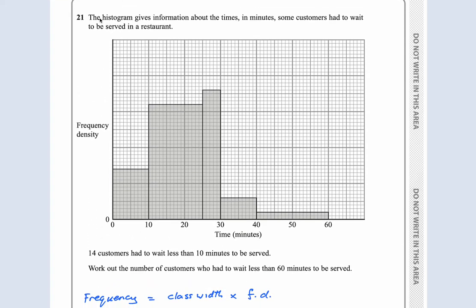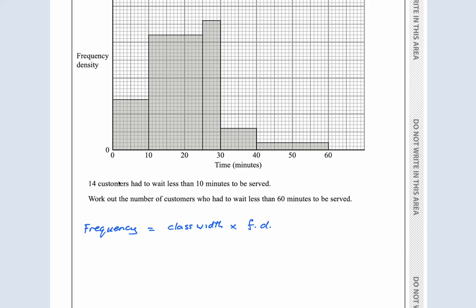Then it says the histogram gives information about the times in minutes some customers had to wait. 14 customers had to wait less than 10 minutes to be served. So be careful, 14 is the frequency, and it says less than 10, so that's this class width. So 14 is equal to the class width of 10 times FD, which means FD is 14 divided by 10, which is 1.4. So this height is 1.4, which tells me this is 1. So two of the bigger boxes is 1. This is then 2, 3, 4.